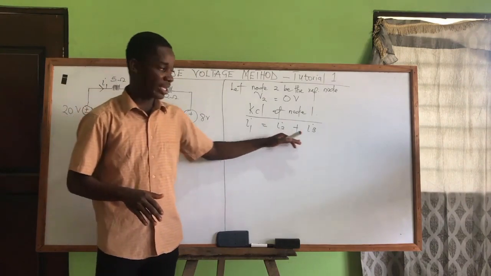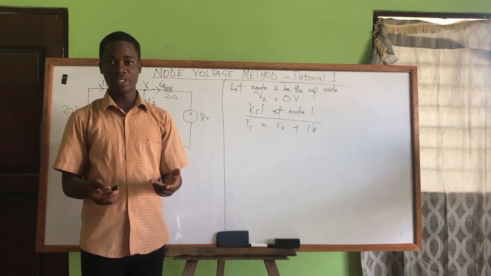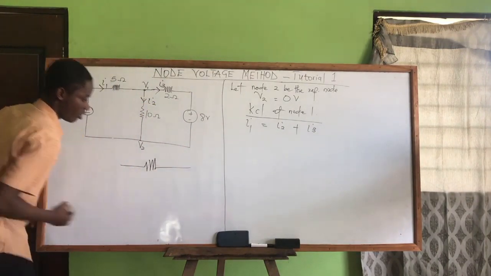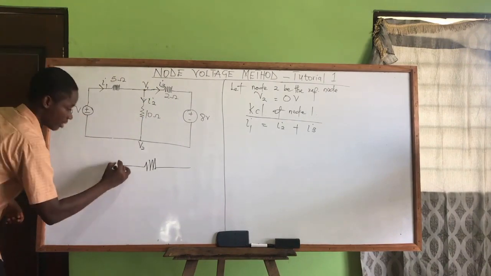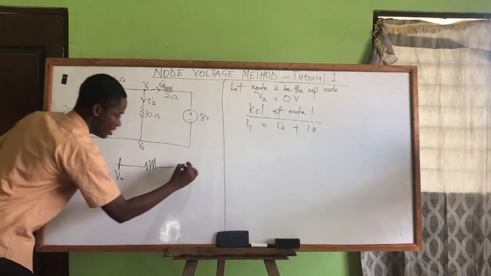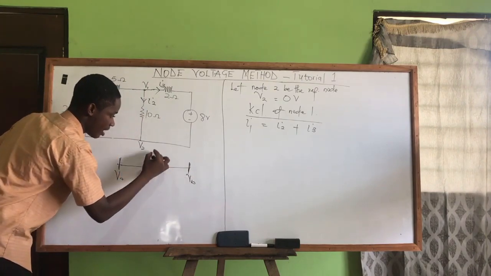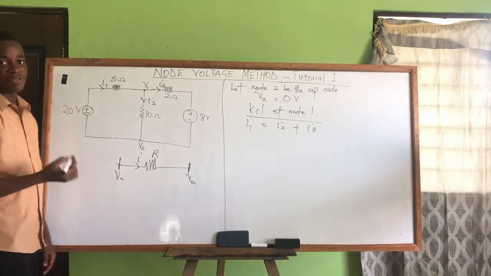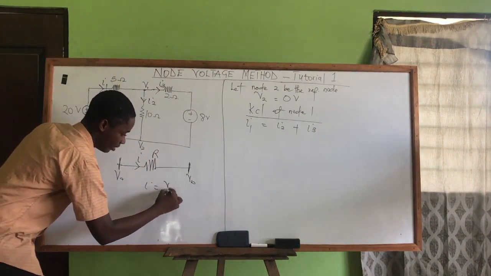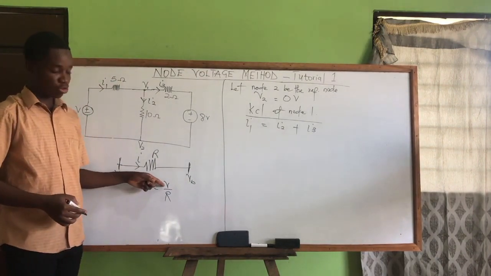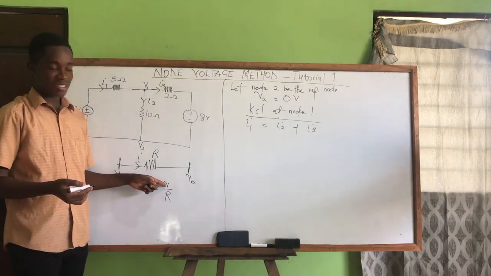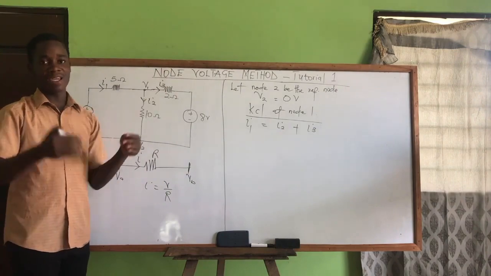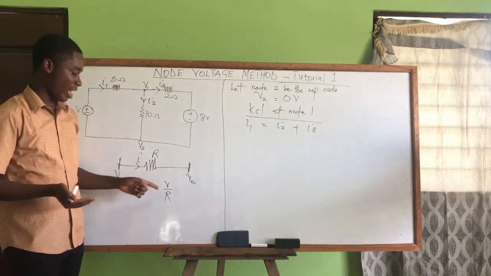Express each of the currents in your KCL equation in terms of node voltages. What do we mean? Let's say we have a resistor like this. We have a voltage at this point, VA, and VB at the other, and a resistor R, and there's a current moving through the resistor. From Ohm's law, I is equal to V over R, but this V is called the potential difference. It means V is the difference between two voltages, V1 minus V2.